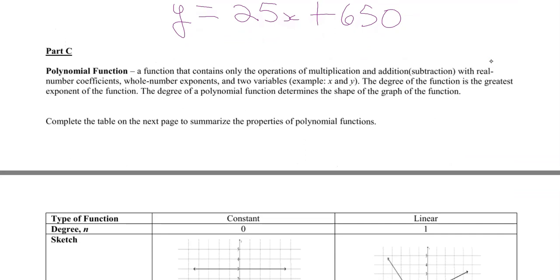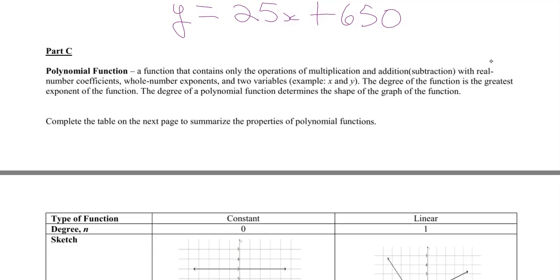Part C. Okay, so a polynomial function. A function that contains only the operations of multiplication and addition. And subtraction is considered addition, right? Like subtraction is just adding the negative. But multiplication and addition or subtraction, with real number coefficients. Coefficients are the things in front of the variables, right? And they have to be real numbers. Whole number exponents. Okay, so you can't have a fractional exponent, right? Like we did earlier, like an exponent of a half is a square root.